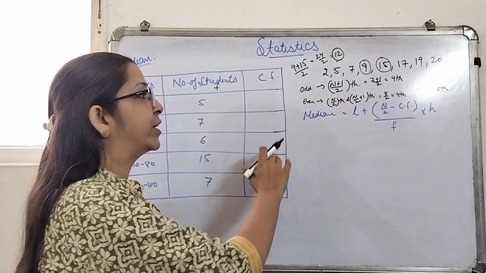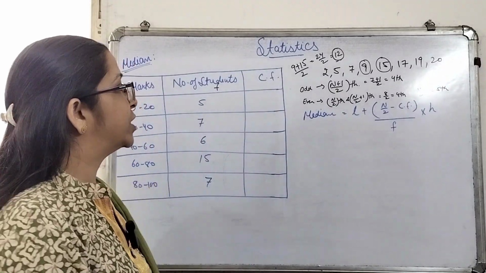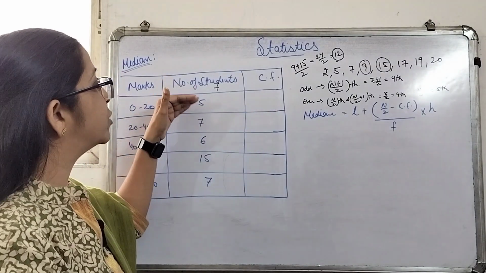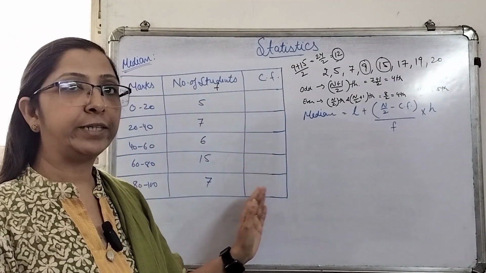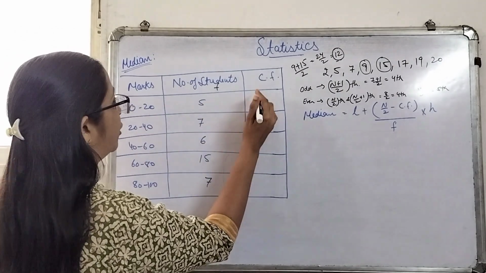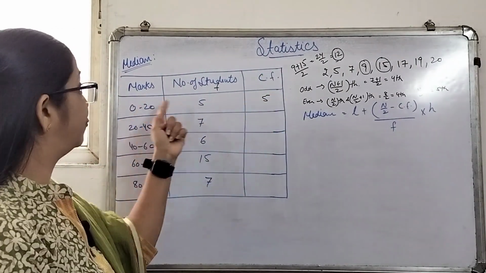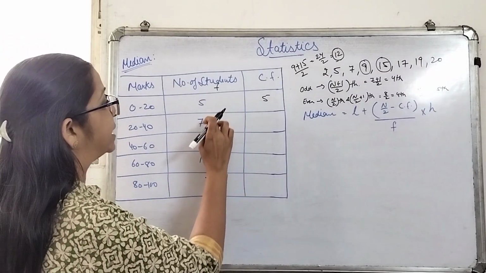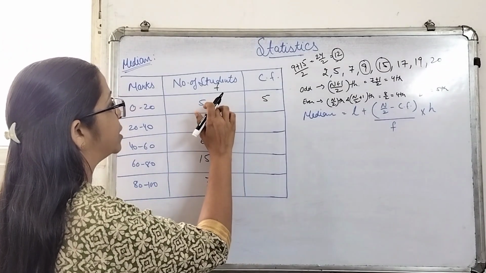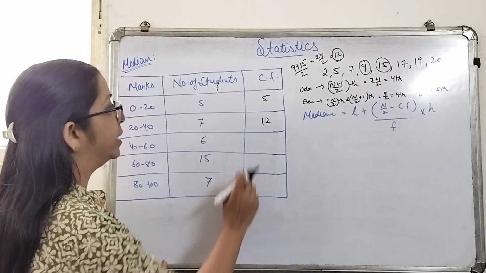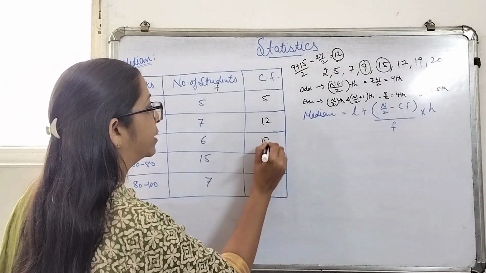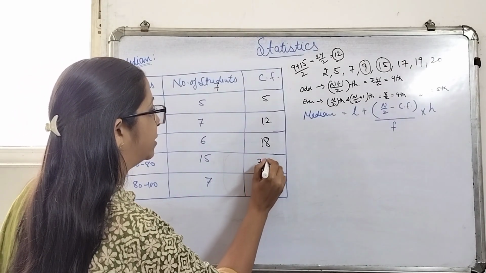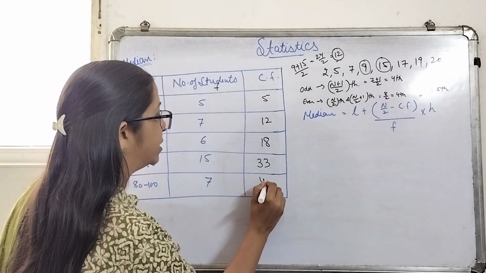Now for finding the median, we have to find the cumulative frequency also. Just now we have seen how to find the cumulative frequency. We will be adding the previous frequencies also to get the cumulative frequency. So for the first class interval 0 to 20, it will be 5 only. Then we will be adding 7 to it, so 7 plus 5, it will be 12. Then 12 plus 6, it will be 18. Then 18 plus 15, it will give us 33. And 33 plus 7 will give us 40.